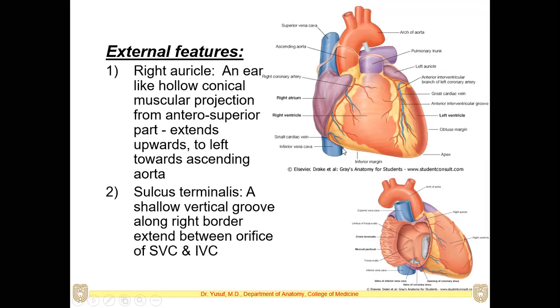This sulcus terminalis, if you see from inside, this is the cut heart. If you see from inside, this forms the crista terminalis, a very important structure which can be seen from inside. Here it is a depression, so it is called a sulcus. From inside it will be elevated, so it is called the crista terminalis. So the names are very similar. This is the sulcus terminalis, this is the crista terminalis. Both are the same. The sulcus terminalis can be seen from outside, the crista terminalis can be seen from inside. So these are two features.